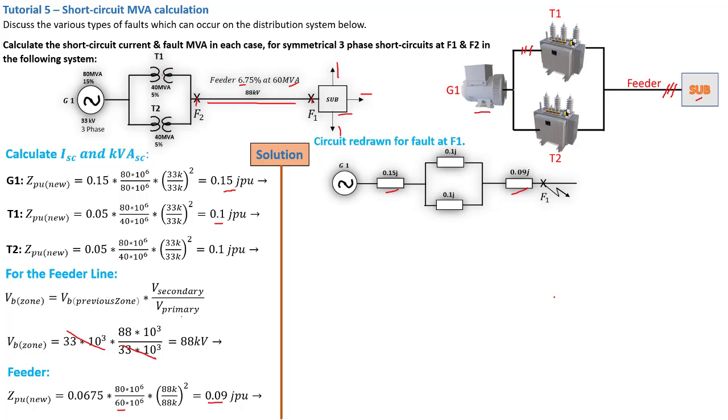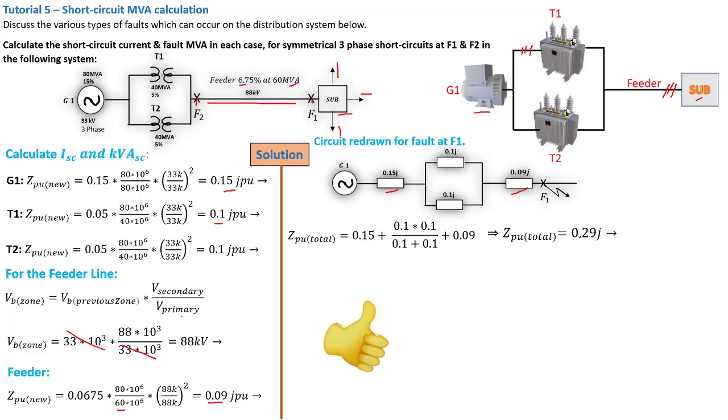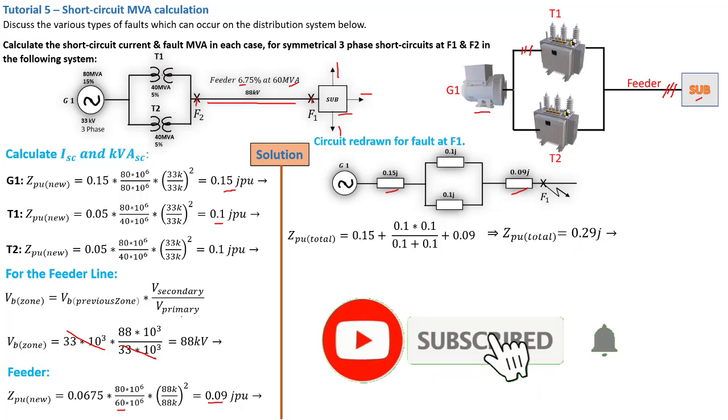So in order to do that, we are going to simplify this. This is just now a resistive network that you need to reduce, and that is very simple. So Z per unit total is going to be equal to this impedance plus the parallel network, so that's going to be 0.1 times 0.1 over 0.1 plus 0.1, plus 0.09. That is this one. So this is the equivalent per unit of the network, and the value for that will be Z per unit total equal to 0.29 j per unit.